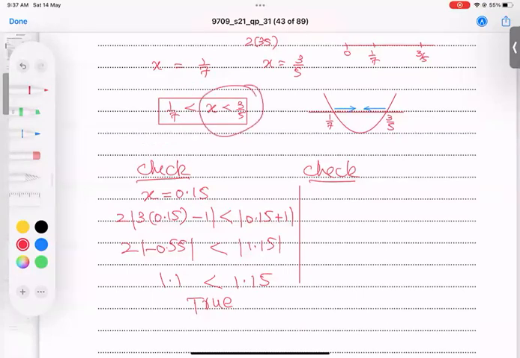Now check this answer. Check any value smaller than 3/5. 3/5 is actually 0.6. Take a smaller number than that. I think we should try with 0.5. And when I try with 0.5, have a look.